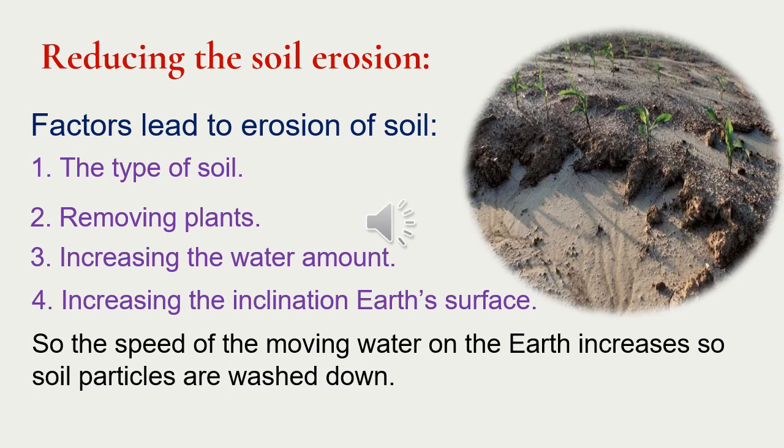The last reason that can cause soil erosion is the increasing inclination of the Earth's surface. If we have an inclined surface, it increases the speed of the moving water on it, so the water can move easily and carry more soil from one place to another place.